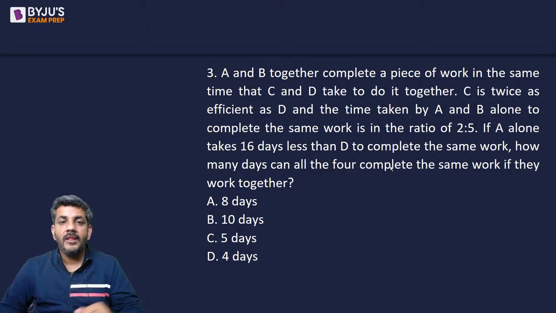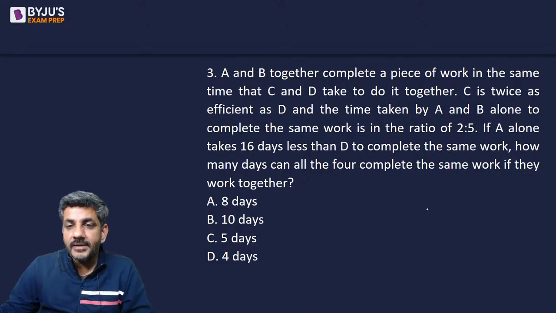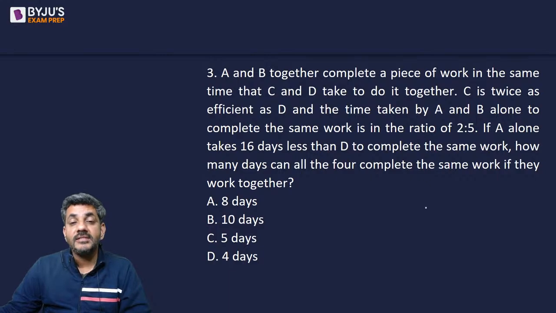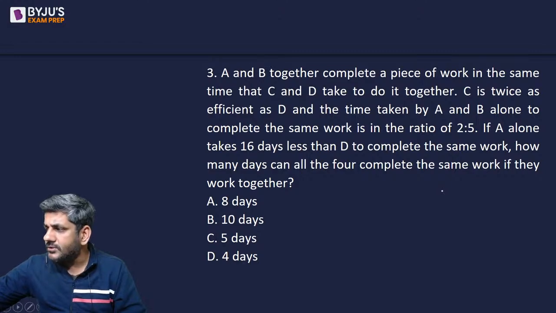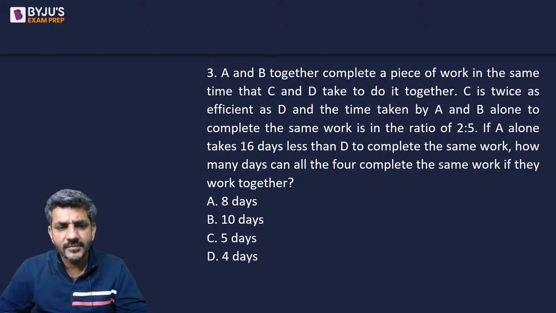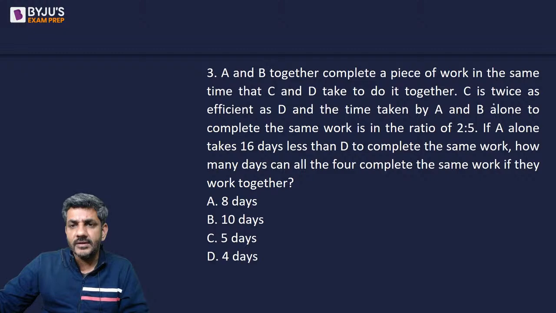What does it say? A and B together complete a piece of work in the same time that C and D take to do it. So the time taken by C and D is the same as the time taken by A and B, or you can also say that the efficiency of A and B is the same as the efficiency of C and D. I can say this, right? Because they are doing the same work.